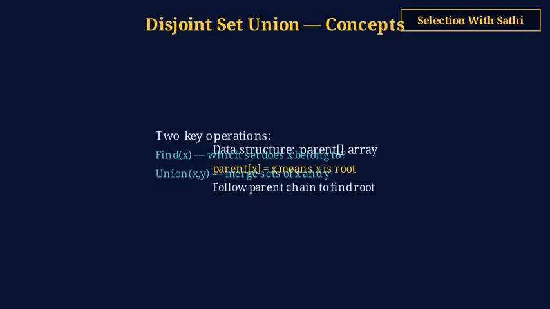Look at the code on the left. Line 1, find takes the parent array and element x. Line 2, if x is not its own parent, it is not the root. Line 3, this is path compression. We recursively find the root and set parent of x directly to the root. This flattens the tree so future finds are nearly O(1). Line 4, return the root.